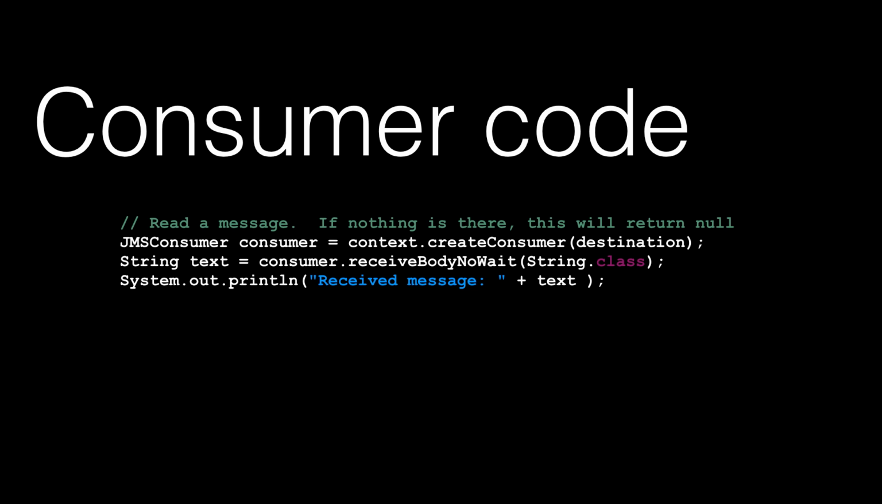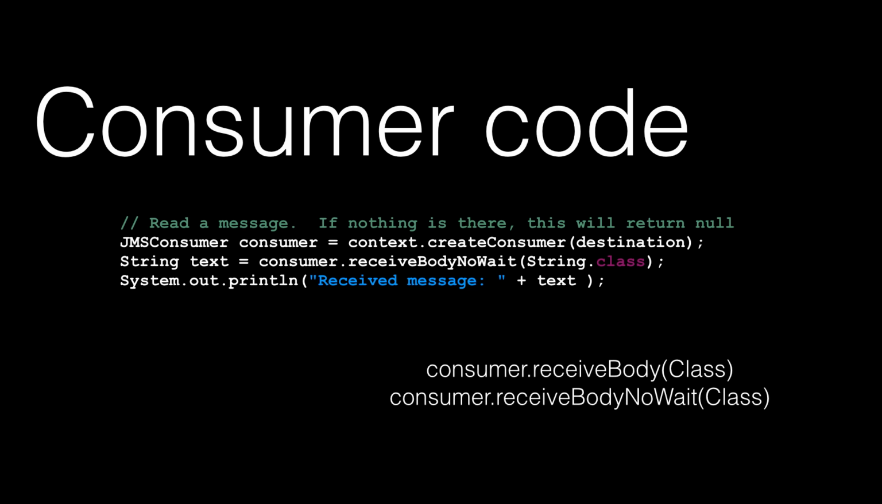Receiving a message uses almost the identical code. The only code to change is step 3. In the final step, we create a consumer and receive the message. There are 2 ways to get the message quickly: receiveBody and receiveBodyNoWait. ReceiveBody will block until you get a message, and receiveBodyNoWait will check for a message and return right away if one isn't present.